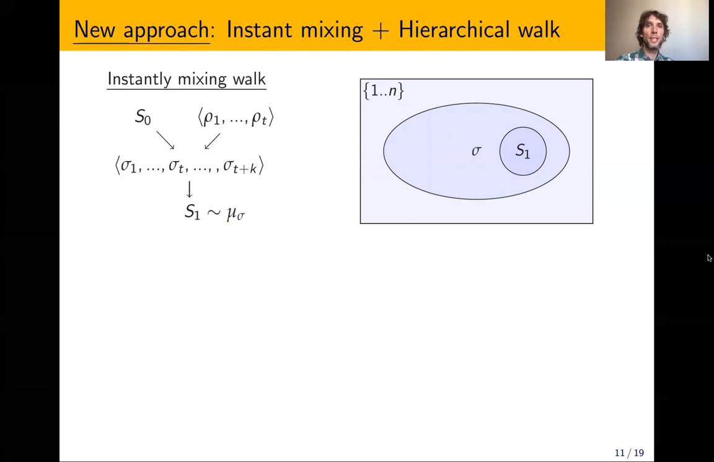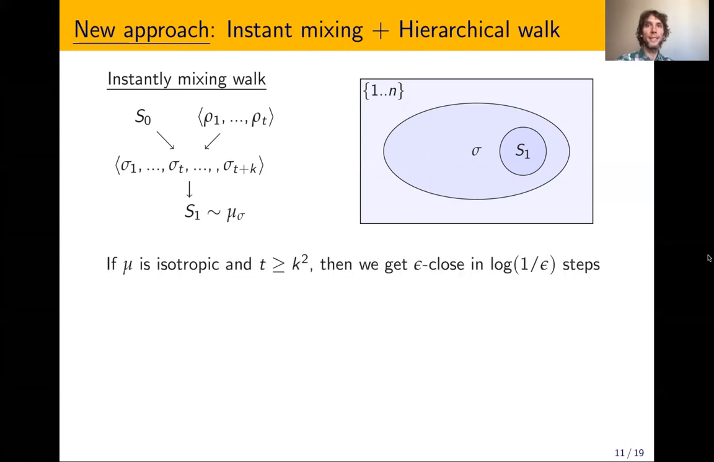Moreover, we show that if mu is isotropic and the size of the intermediate sample is at least of the order of k squared, then after just one step, this random walk gets to within 1/2 total variation distance of mu. And after log 1 over epsilon steps, it gets epsilon close.